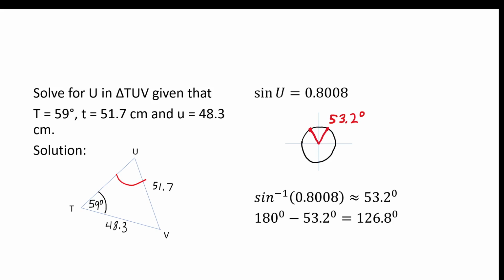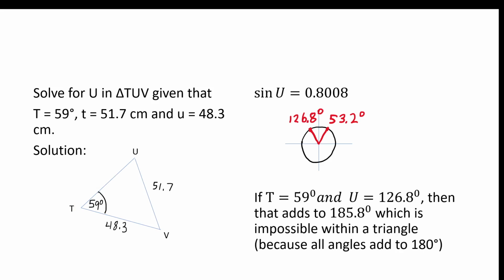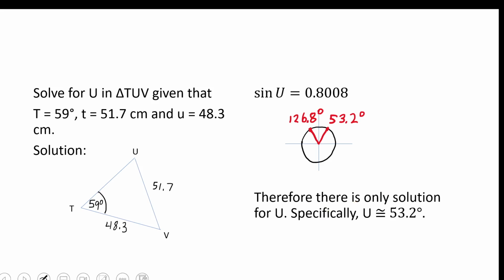Well, right away we see 126.8 degrees. If we put that angle right there for u, it couldn't possibly fit in a triangle that also has 59 degrees because we would have used up more than 180 degrees. That would add to 185.8 degrees, and that would be impossible within a triangle because all angles have to add to 180 degrees. So therefore, there'd only be one solution for u, and specifically it would be the situation where angle u is roughly equal to 53.2 degrees.